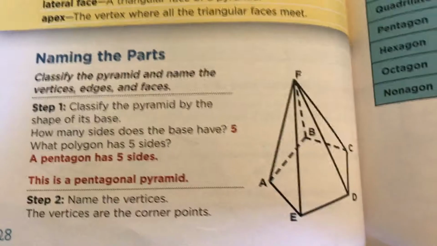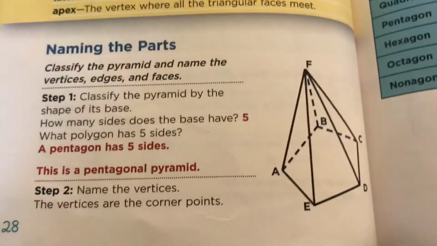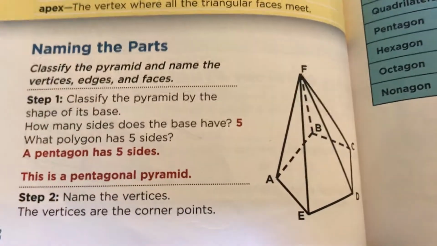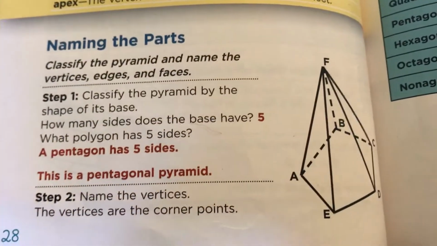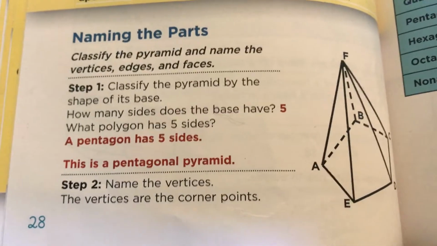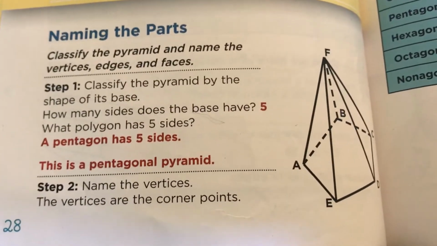Naming the parts. Classify the pyramid and name the vertices, edges, and faces. Step 1: classify the pyramid by the shape of its base. How many sides does the base have? 5. What polygon has 5 sides? A pentagon has 5 sides. This is a pentagonal pyramid.